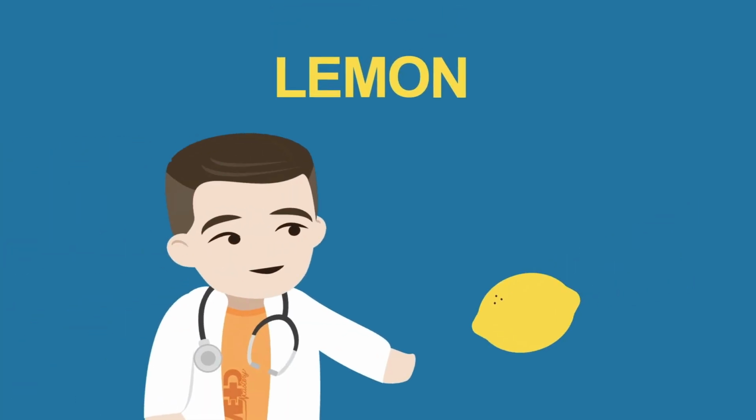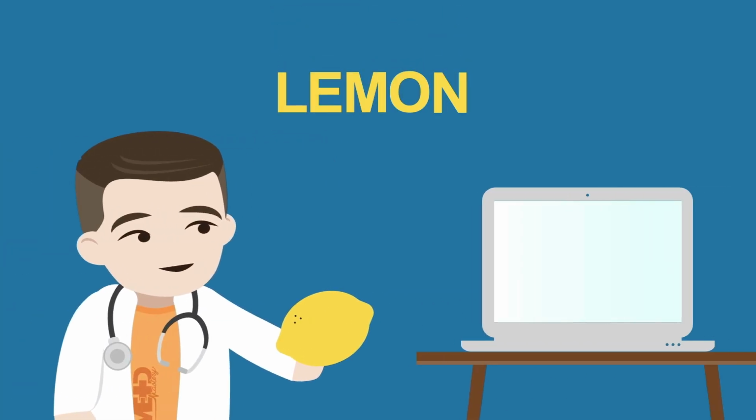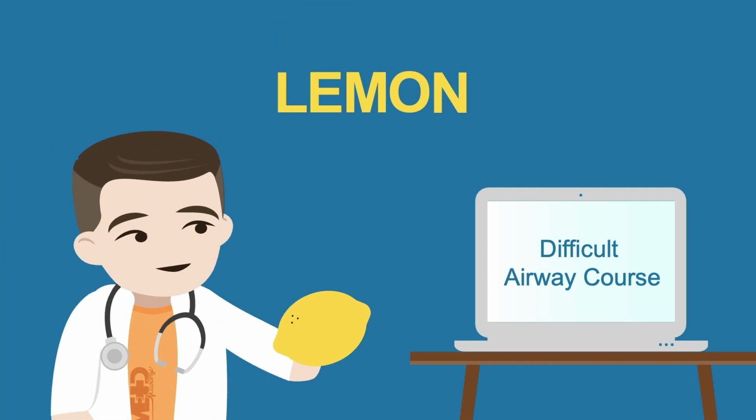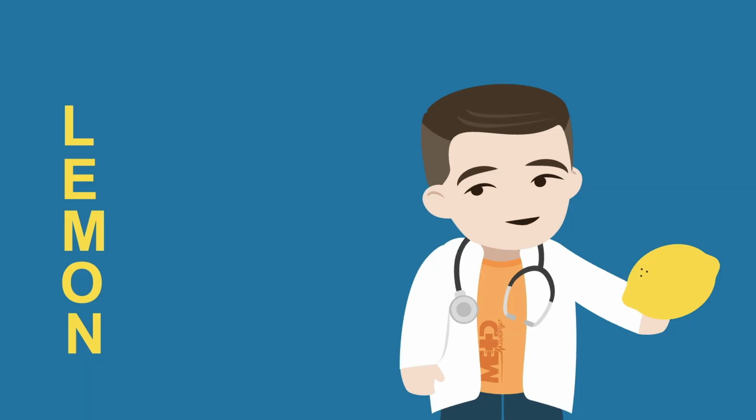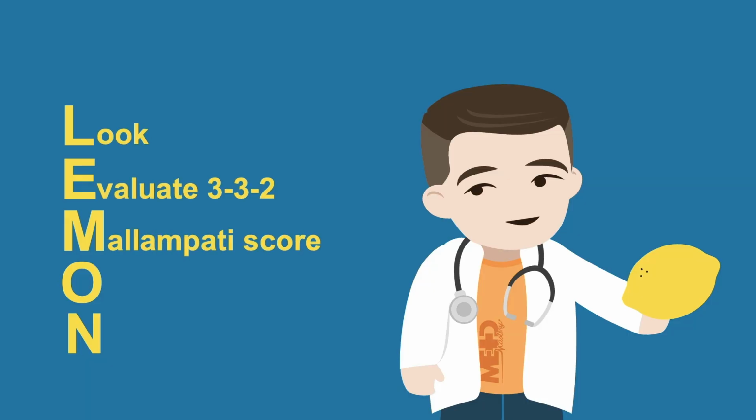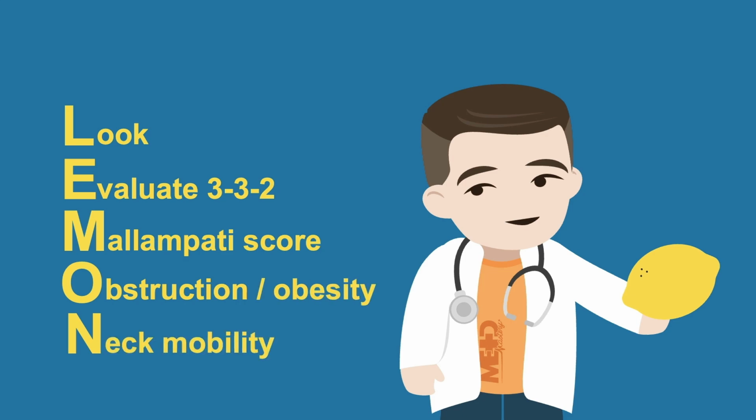The mnemonic LEMON was developed by the Difficult Airway course, validated in emergency department patients, and adopted by the American College of Surgeons Advanced Trauma Life Support course. It's widely used to highlight common causes for difficult laryngoscopy. LEMON stands for Look, Evaluate 3-3-2, Mallampati score, Obstruction or Obesity, and Neck mobility.